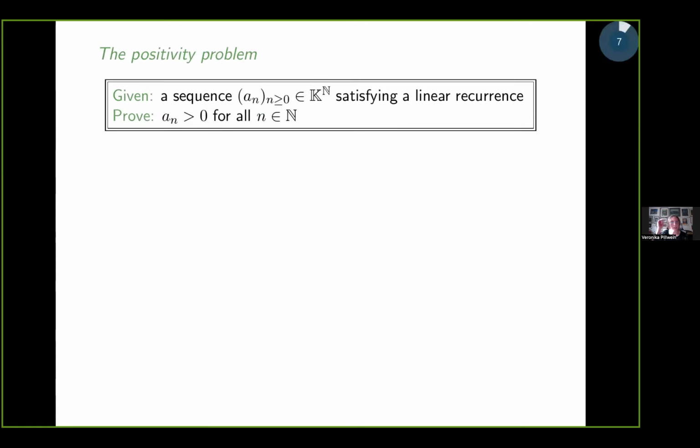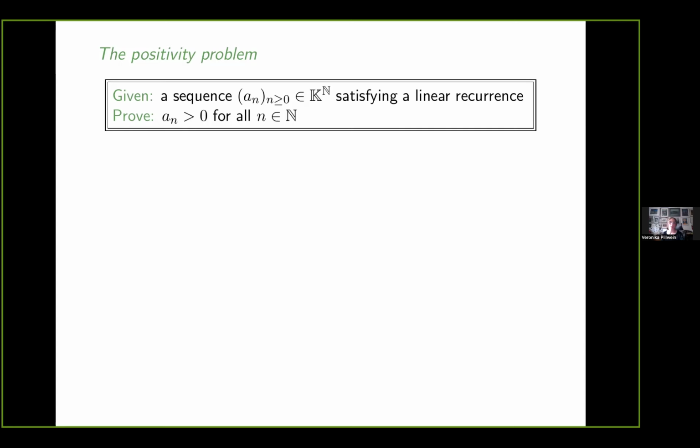Okay. So now let me get to the positivity problem that is the topic of today. Given a sequence satisfying a linear recurrence, I want to prove that this sequence is positive for all n in N. This is the simplest way of stating it, but if I consider non-negativity, I will still call it the positivity problem because it can be solved with the same methods.